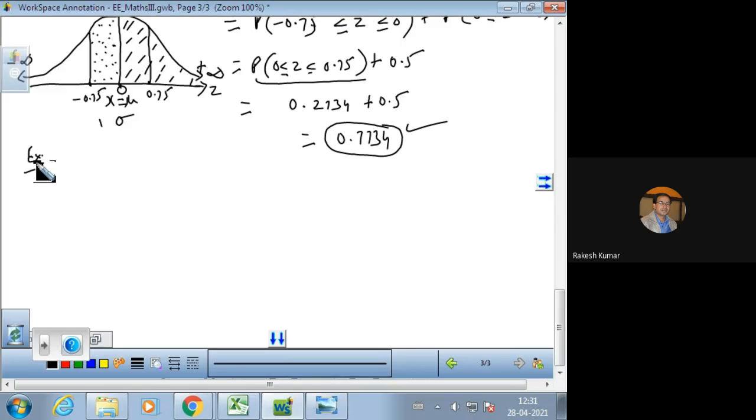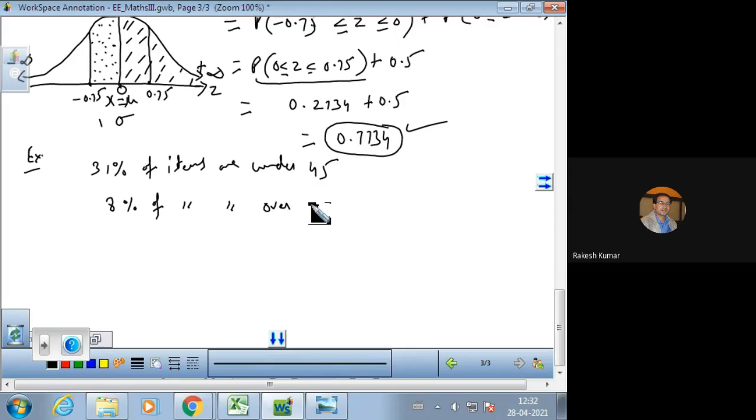The question is, in a normal distribution 31% of items are under 45 and 8% of items are over 64. This is the statement given to us. Find the mean. Mean is denoted by x bar, and the standard deviation. You need to calculate this.